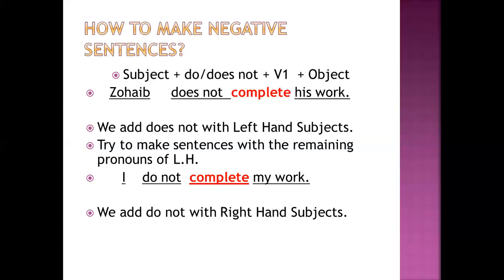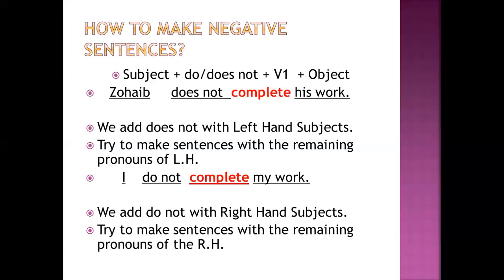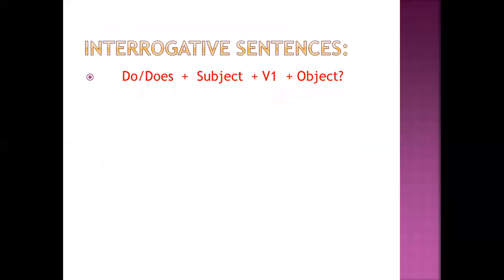So we add "do not" with right-hand subjects. They are I, we, they, you, and plural subjects. Now try to make sentences with the remaining pronouns of the right-hand subjects. You can pause the video here and make your own sentences.